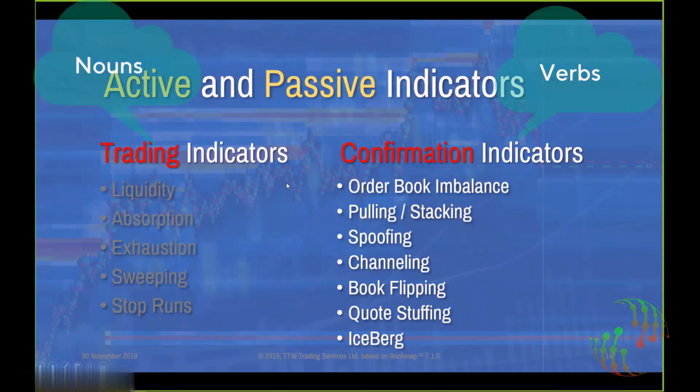Okay, great. Now we have talked about liquidity, absorption, exhaustion, sweeping and stop runs. What we will do next are the confirmation indicators. These are the verbs of the market: order book imbalance, pulling and stacking, spoofing, channeling, book flipping, quote stuffing, icebergs or iceberging. I think most of these verbs we have talked about, so we will go through them to complete this chapter, this topic about the active and passive indicators. Do you have some questions so far?